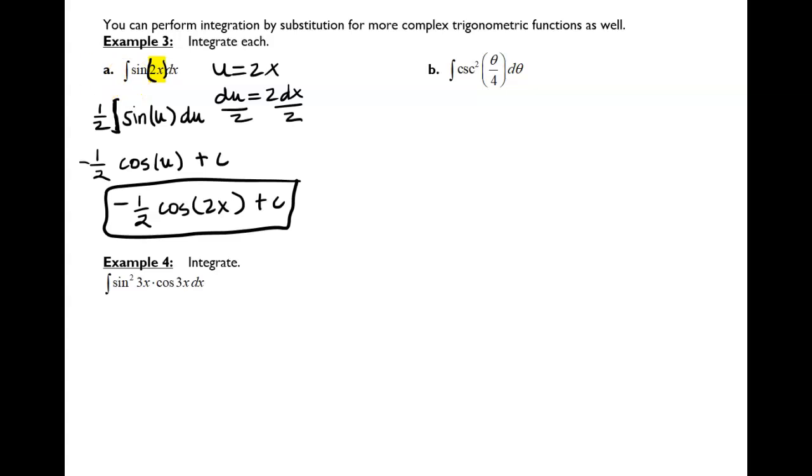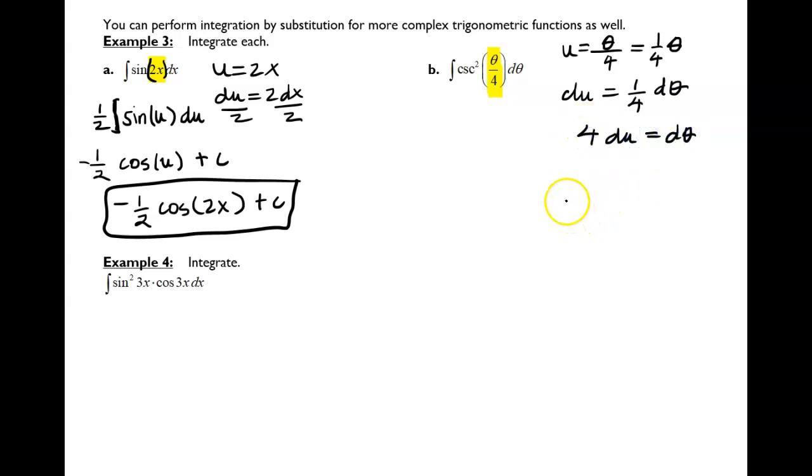In part B, we have cosecant squared of theta over 4 d theta. So again, I'm going to focus on that inside part for my u. U is theta over 4. You can also think of that as 1/4 theta. So it's just a constant times theta. So when I take my derivative, it's just 1/4 d theta. I don't have a 1/4 d theta here, so I'm going to have to multiply both sides by 4. 4 du is equal to d theta.